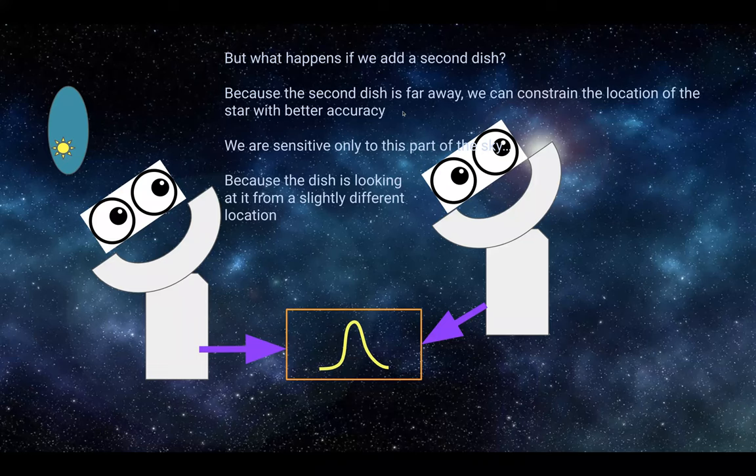So basically, because the second dish is far away and it's looking at the same part of the sky, we were actually sensitive to a smaller part of the sky, and therefore we could constrain where the radio light is coming from with more accuracy. And this happens because the dish is looking at it from a slightly different location. I think that's not too difficult to understand, right?